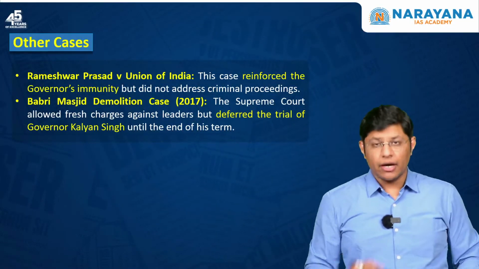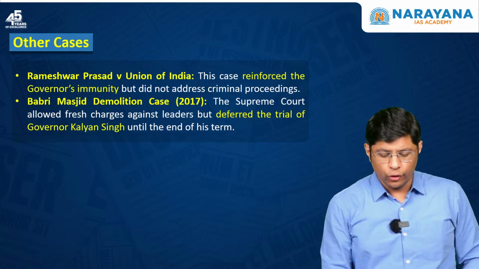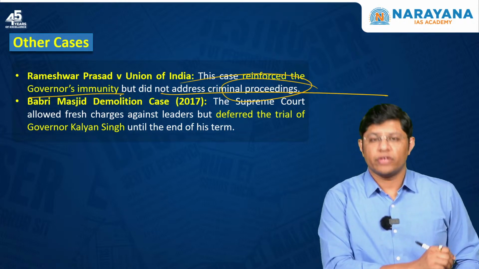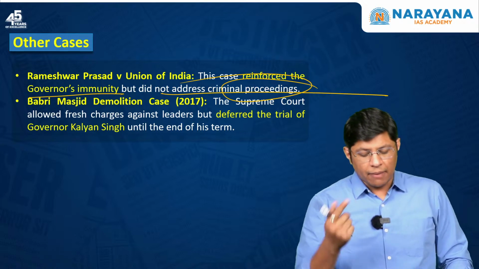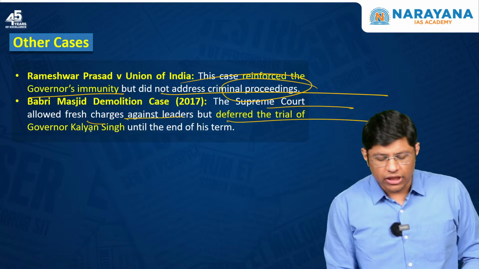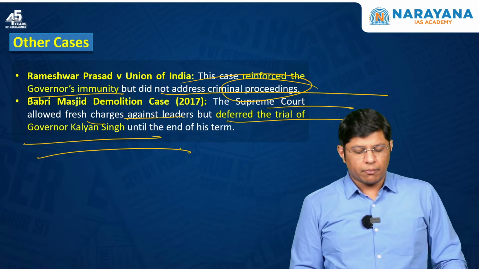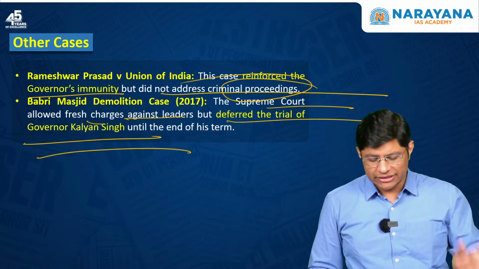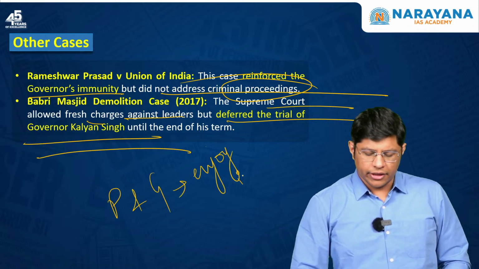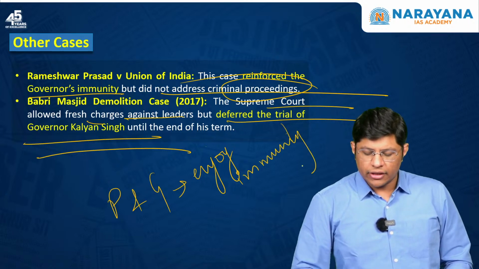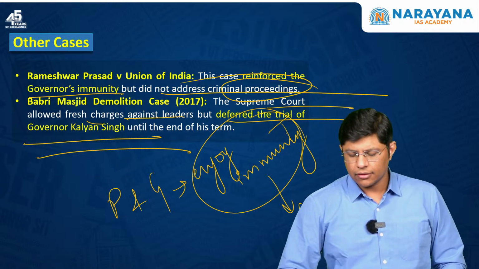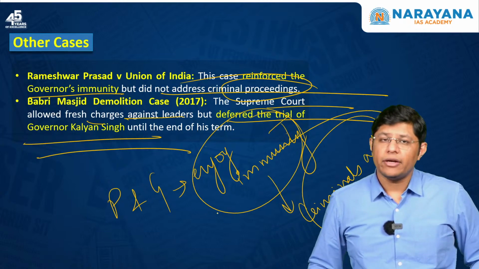Now, this Rameshwar Prasad versus Union of India case has reinforced the governor's immunity but did not address the criminal proceedings, which means again it's a grey area. In the Babri Masjid demolition case, the Supreme Court allowed fresh charges against leaders but deferred the trial of Governor Kalyan Singh, which means again, by the interpretation or judgments of the Supreme Court, it can be said that the president and the governor enjoy immunity. Now, whether this immunity also covers criminal acts is something that the Supreme Court will decide in due course.